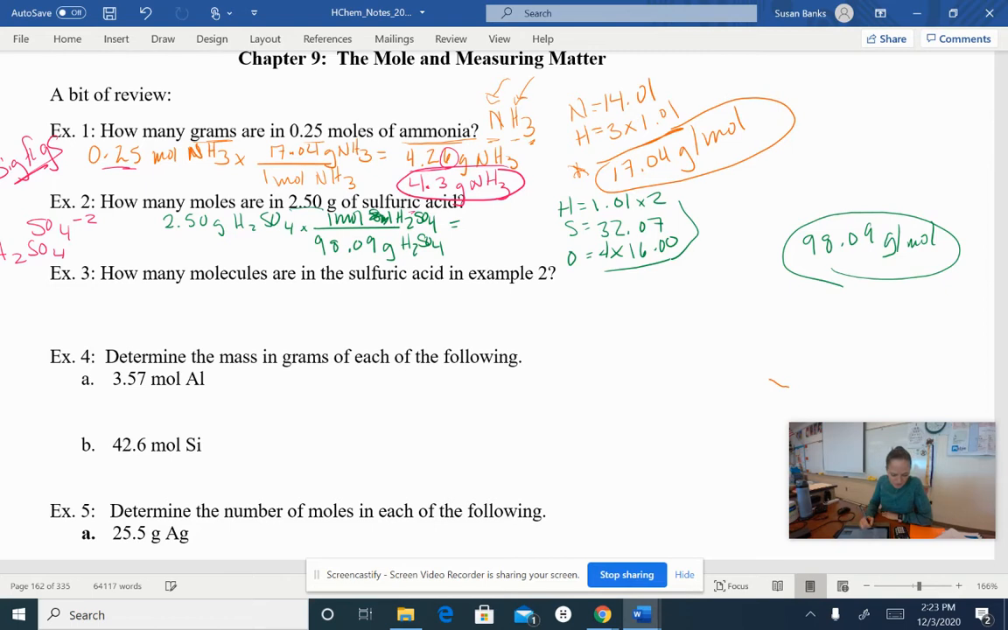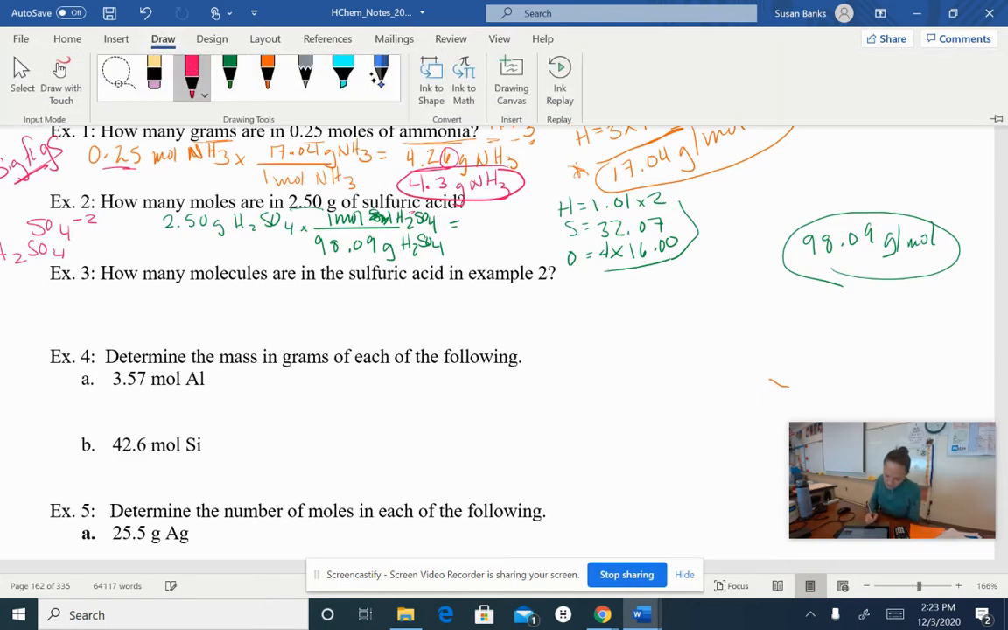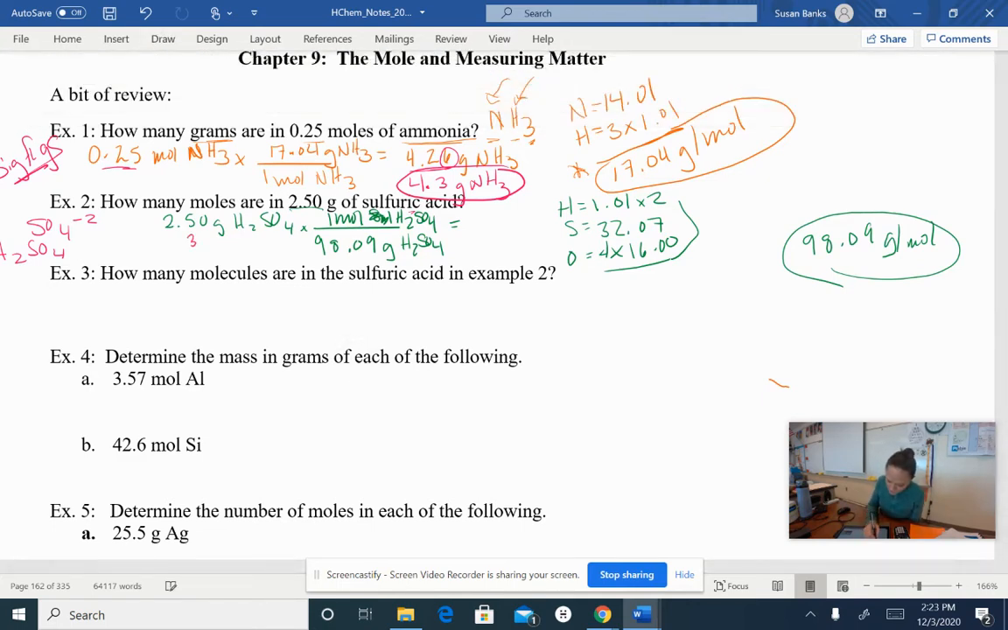And my calculator spits out 0.02548. This is a thing for sig figs, isn't it? So with sig figs, how many sig figs do I have? I've got 3 right here. So I'm going to use 3 digits, and I'm going to put it in scientific notation to make it a little bit easier. 2.548 is going to round to 2.55 times 10 to the negative 2 moles of sulfuric acid.